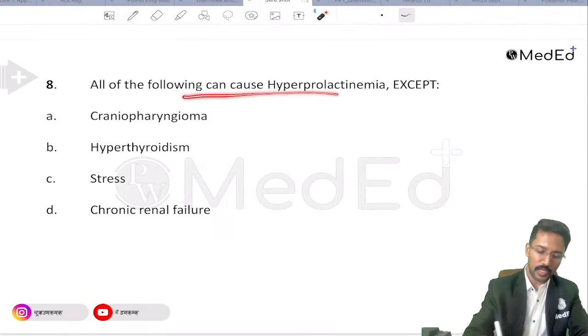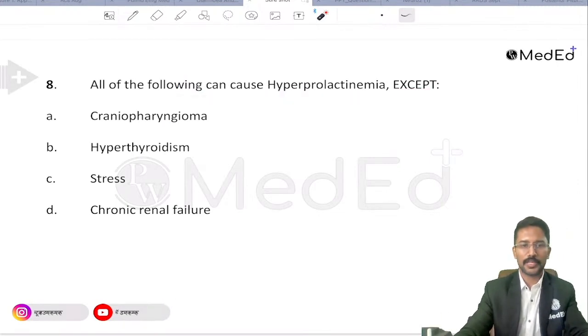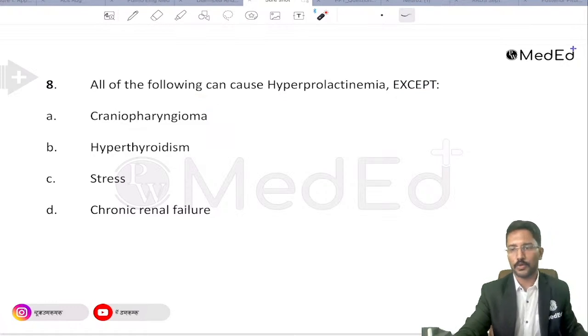All of the following can cause hyperprolactinemia except: craniopharyngioma, hyperthyroidism, stress, and chronic renal failure.